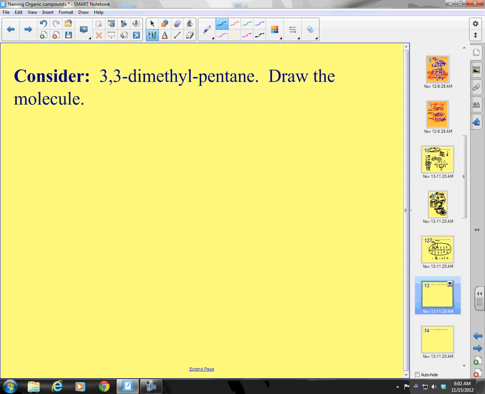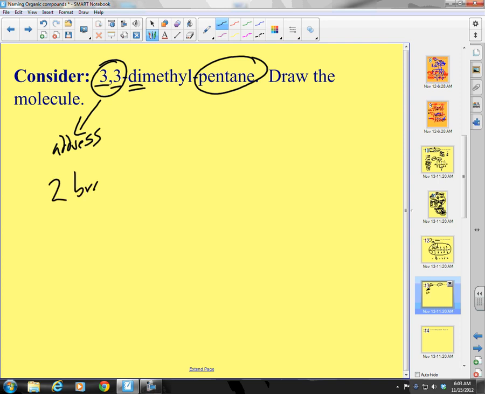3,3-dimethylpentane. Okay, what's different here? I have my pentane, but now I have 2 numbers. And I also have something else here. When I have 2 numbers, that still tells me kind of my address. Where do the branches go? Since it says 3 twice, that means I'm going to have 2 branches. Now, what are those 2 branches?